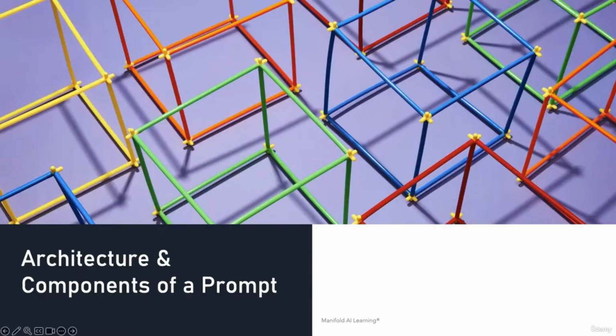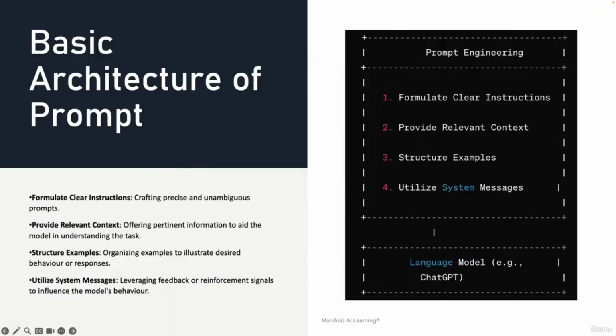Now, when we talk about prompt engineering, it's important that you understand the architecture and the components of the prompt. This is how a basic architecture of a prompt, or overall prompt engineering, would look. It is composed of clear instructions, providing the relevant context, structuring with some examples, and utilizing the system message as and when it is required.